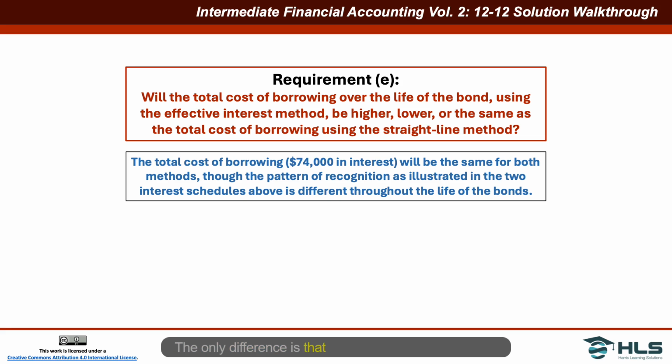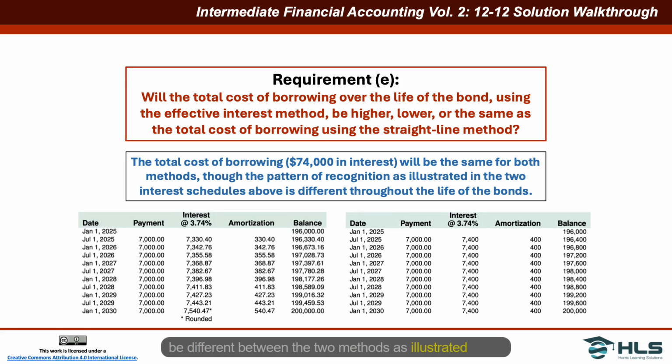The only difference is that the pattern of recognition will be different between the two methods, as illustrated in the amortization schedules, where with the effective interest rate method, the interest starts at July 1st, 2025 at $7,330 and increases over time to $7,540 by the last payment, as compared to a flat $7,400 in interest with each payment under straight line amortization with ASPE. And that's it. We've solved this problem.